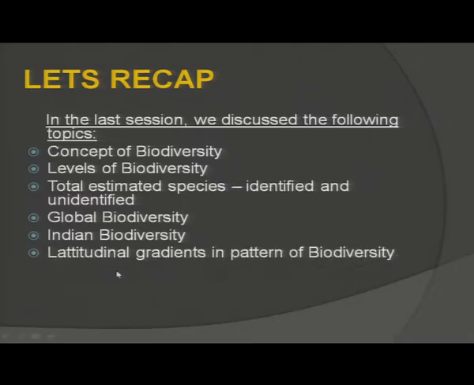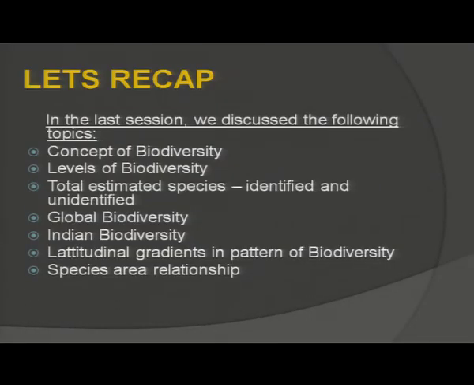Then we looked into the latitudinal gradients in the pattern of biodiversity. The latitudes are the imaginary lines on the earth, and they help in locating a place properly. So, as we move away from the equator, we see that the biodiversity or the species diversity keeps on decreasing.